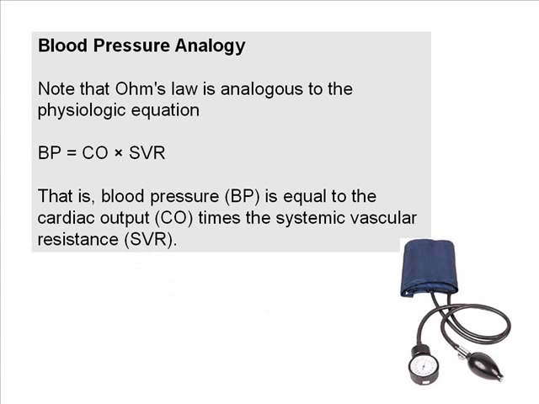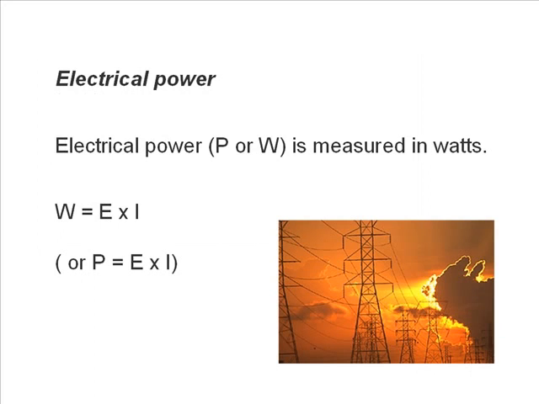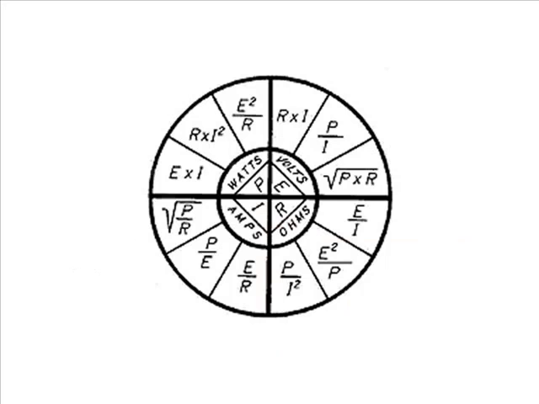Well, the analogy in blood pressure is that blood pressure equals cardiac output times systemic vascular resistance. So blood pressure is equal to the cardiac output times SVR, and this is an analogy that can be used to understand the concept of flow, pressure, and resistance. Another concept is electrical power, sometimes denoted by P or sometimes by W, and it's measured in watts. And the watts, or the power, is equal to E, the voltage, times the current. Again, this is all grade 9 or grade 10 physics that you're all pretty familiar with.